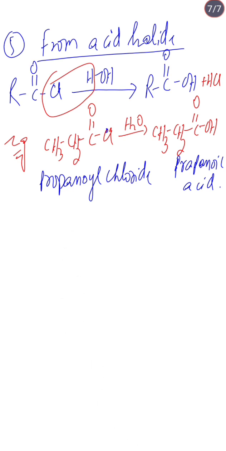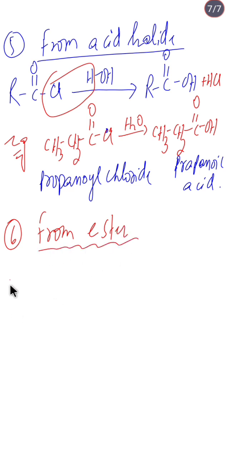Okay, the next preparation of carboxylic acid, which is I think the last, though one reaction is also left, is from ester. So ester again by hydrolysis. I am taking an ester here, RCOOR'. These two R groups can be the same or different, so I am giving a dash over here.